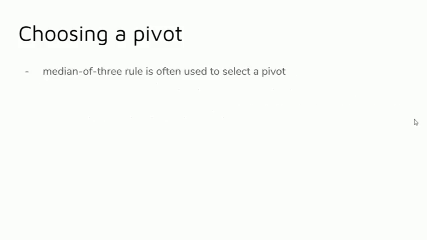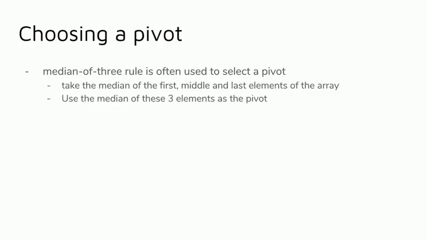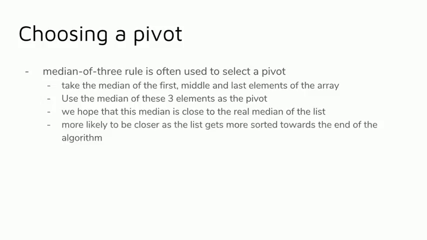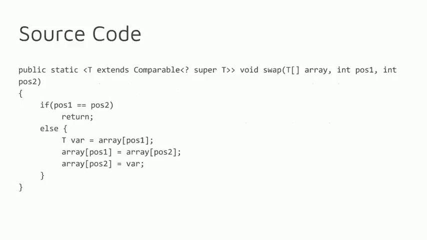A commonly used pivot selection method is the median of three, where we find the median of the first, middle, and last elements of the array, and we use that median as the pivot. What we are doing is hoping for this median to be close to the real median of the list, and this is more likely to be true as the list gets more sorted towards the end of the algorithm. Great! Now, let's look at an example of the implementation of a quicksort algorithm using the median of three scheme.